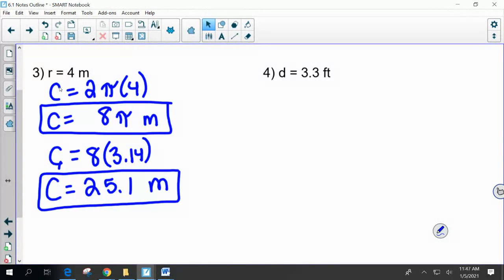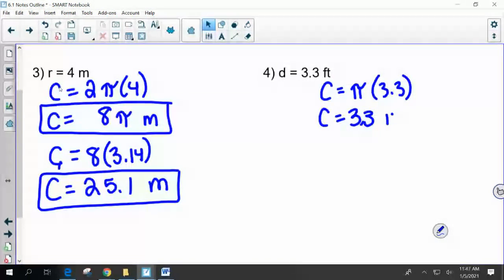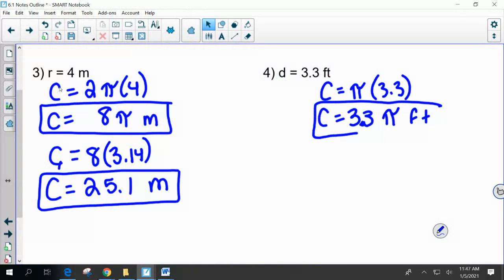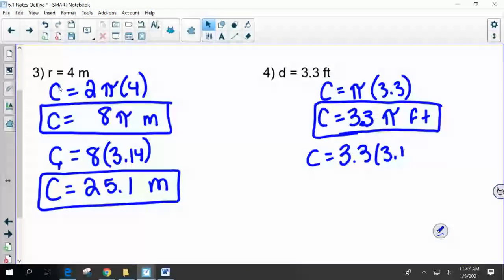Okay, number 4, I have a diameter of 3.3. So C equals pi times 3.3, or C equals 3.3 pi feet. And then I'm replacing pi with 3.14. So my circumference would equal 10.4. 10.4 feet.